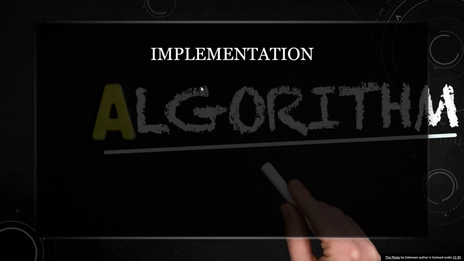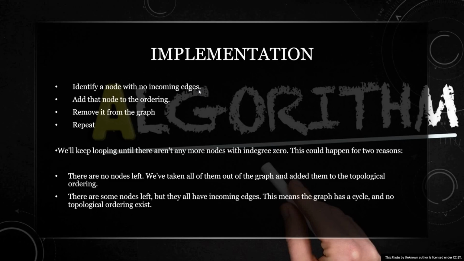Implementation. Identify a node with no incoming edges. It is a key step in topological sorting because it allows us to find a starting point for the sort and gradually build the linear order by removing nodes and their outgoing edges from the graph.